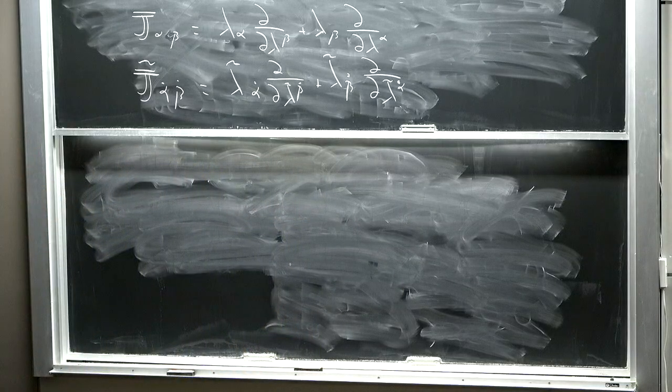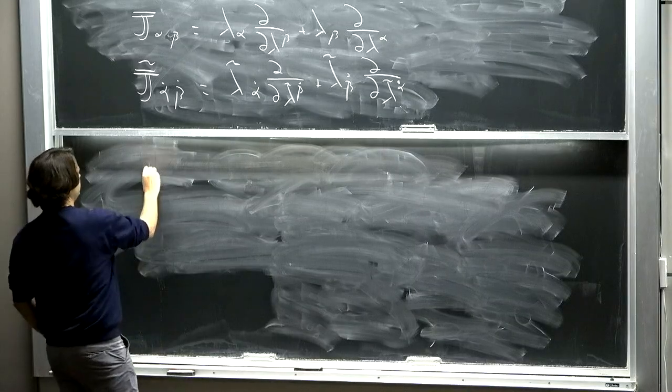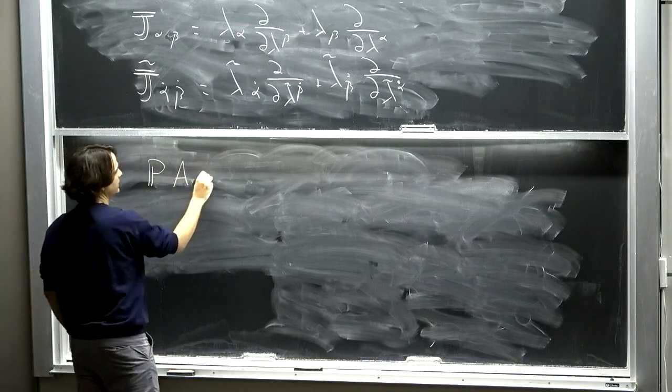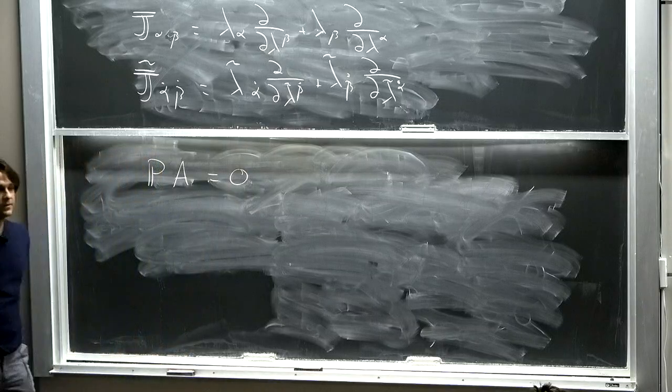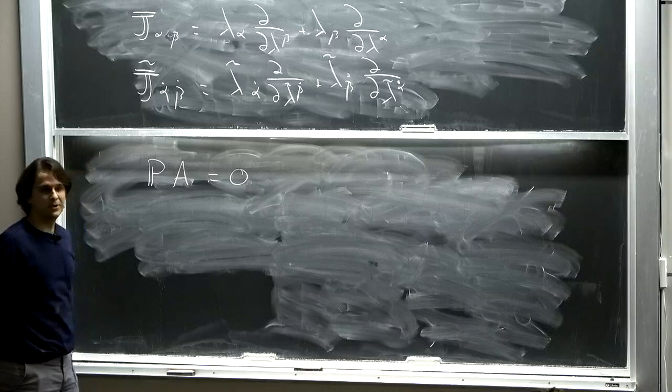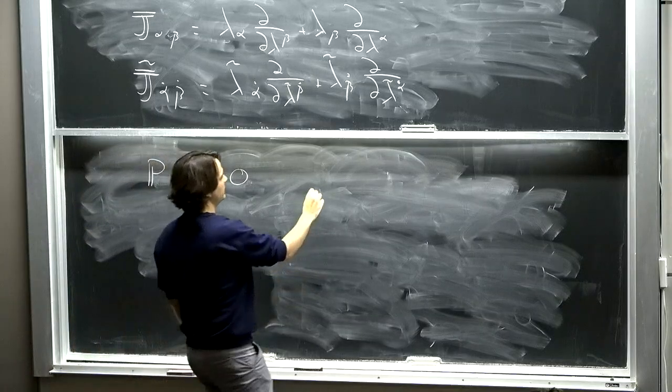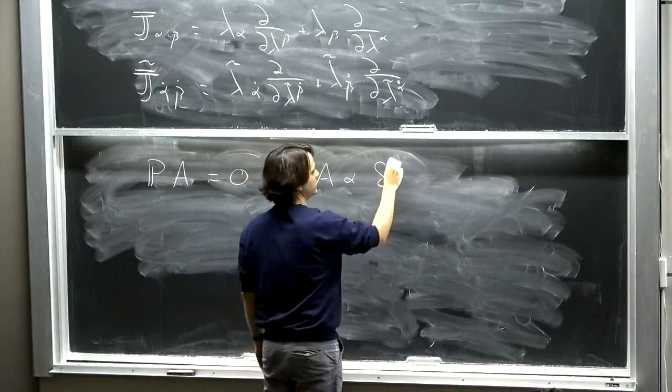Okay, so let's just impose translation invariance and rotational invariance on the amplitude. So the first one is going to be that P acting on the amplitude is 0. How is that possible? This is just a number that I'm multiplying the amplitude by. The only way that this is possible is if the amplitude is proportional to a momentum conserving delta function.